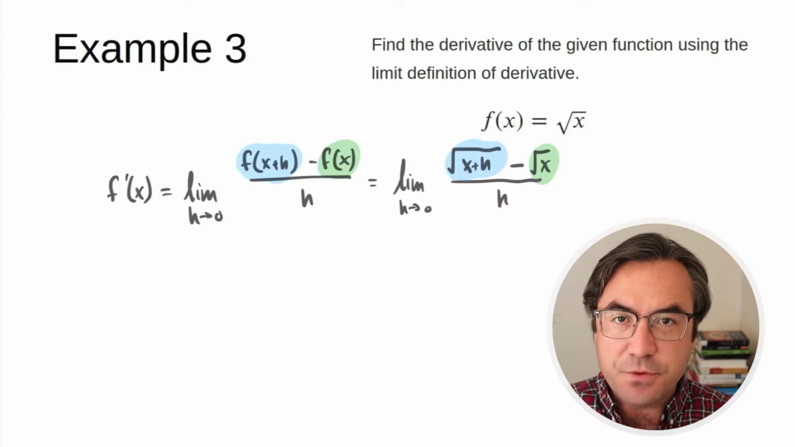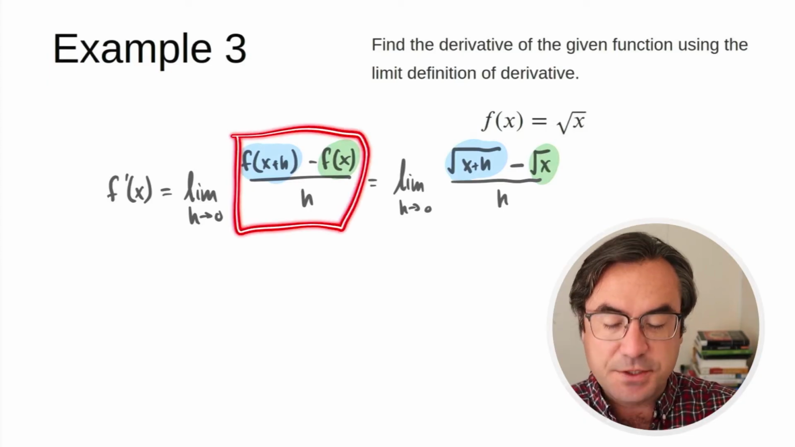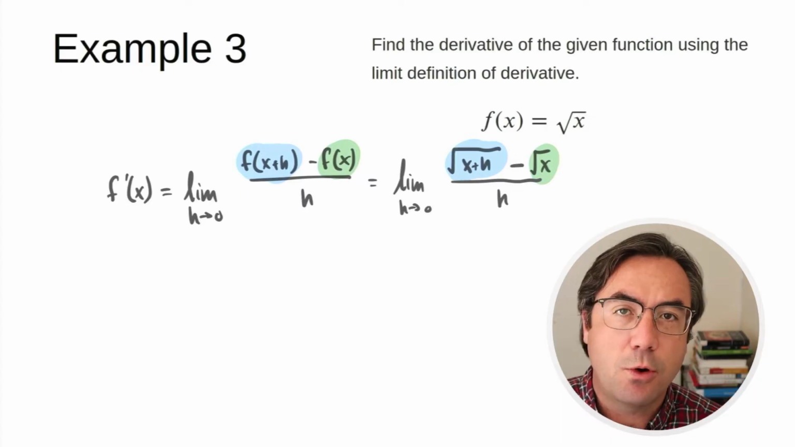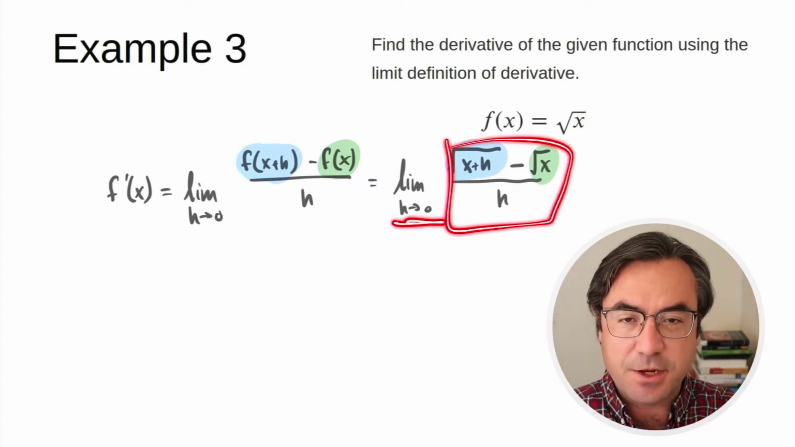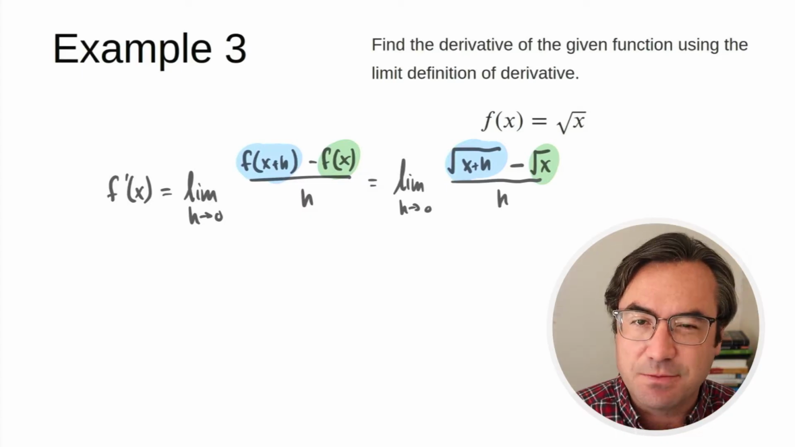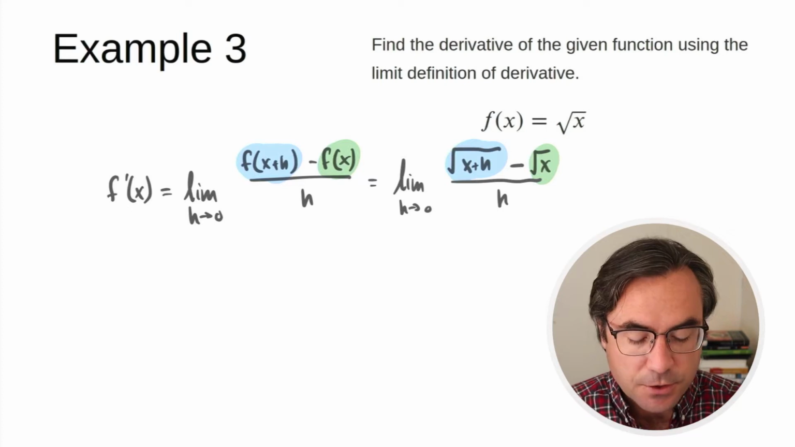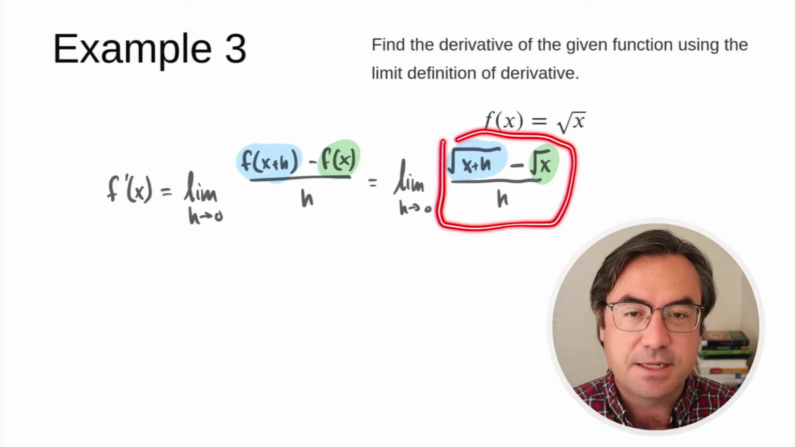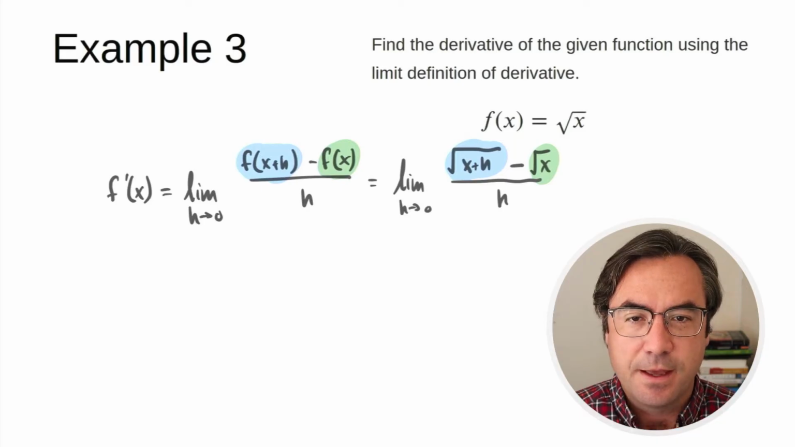Now, the issue that we've seen with these is this is always going to be that indeterminate 0 over 0 form. First thing we would normally try is direct evaluation, but direct evaluation wouldn't work here. It would be just 0 over 0. So we have to do some algebra to simplify or change this difference quotient.